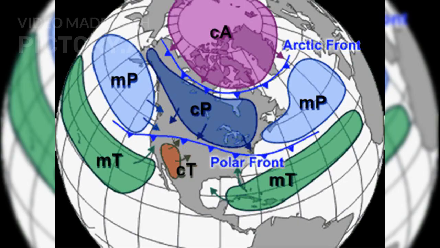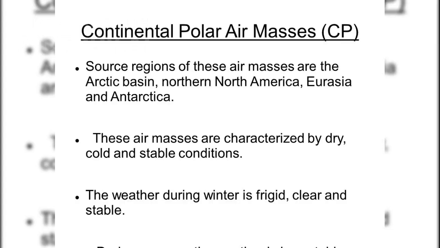This map shows the global distribution of different air masses and their associated fronts. Notice how they interact and influence weather patterns across the globe. Continental polar air masses originate from the Arctic Basin and other cold regions. They are characterized by dry, cold, and stable conditions, often bringing frigid, clear weather during winter.